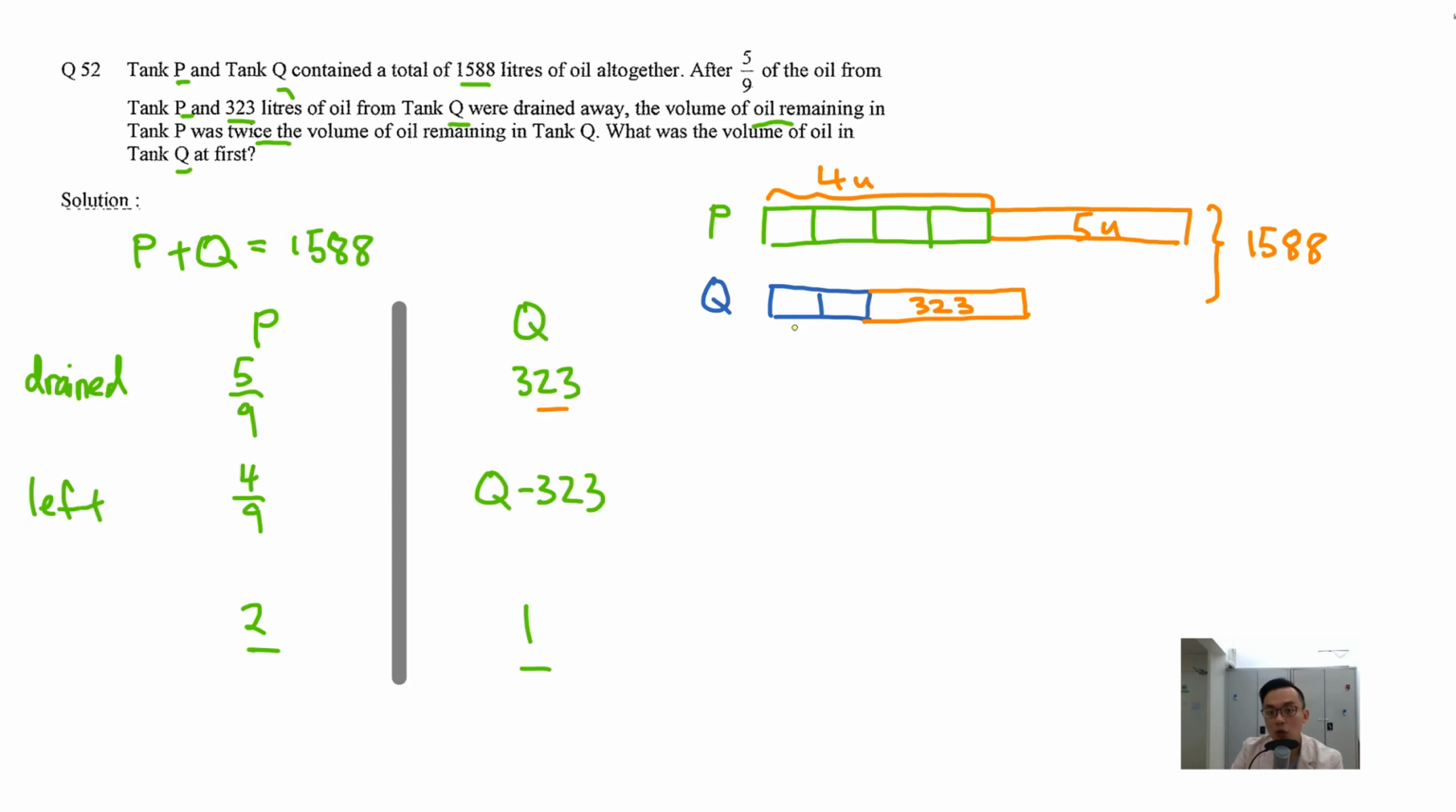So can you solve this question? 2 units. All right. So basically 4 units plus 2 units plus 5 units plus 323 equals 1588. Solve for 1 unit. You are looking for tank Q at first, which is 2 units plus 323. All right. Go and solve it. Find the answer for tank Q and show me your answers when you're done.